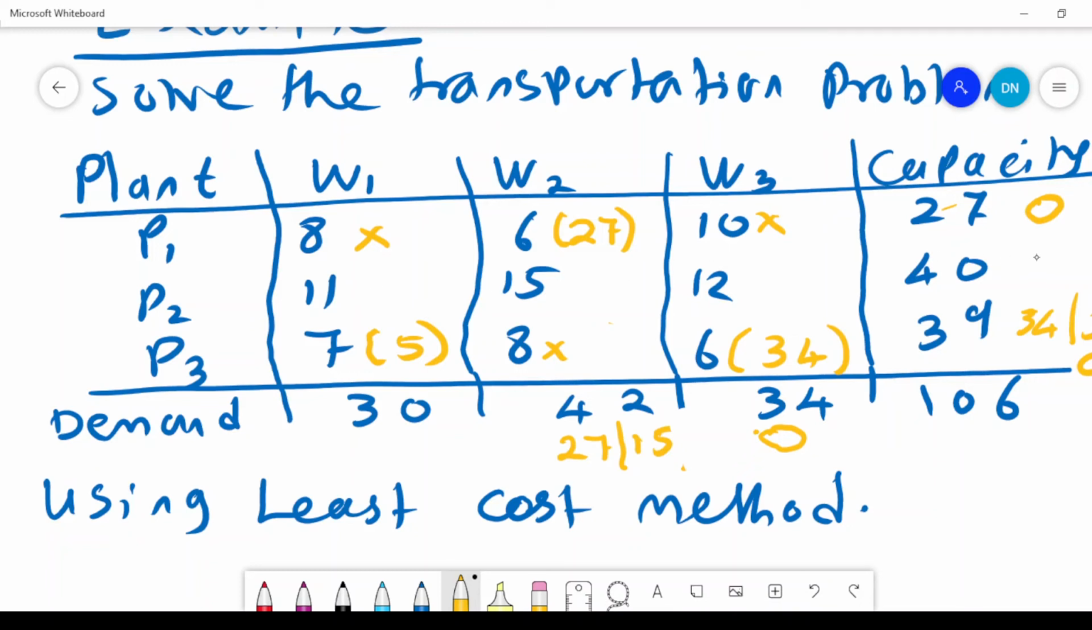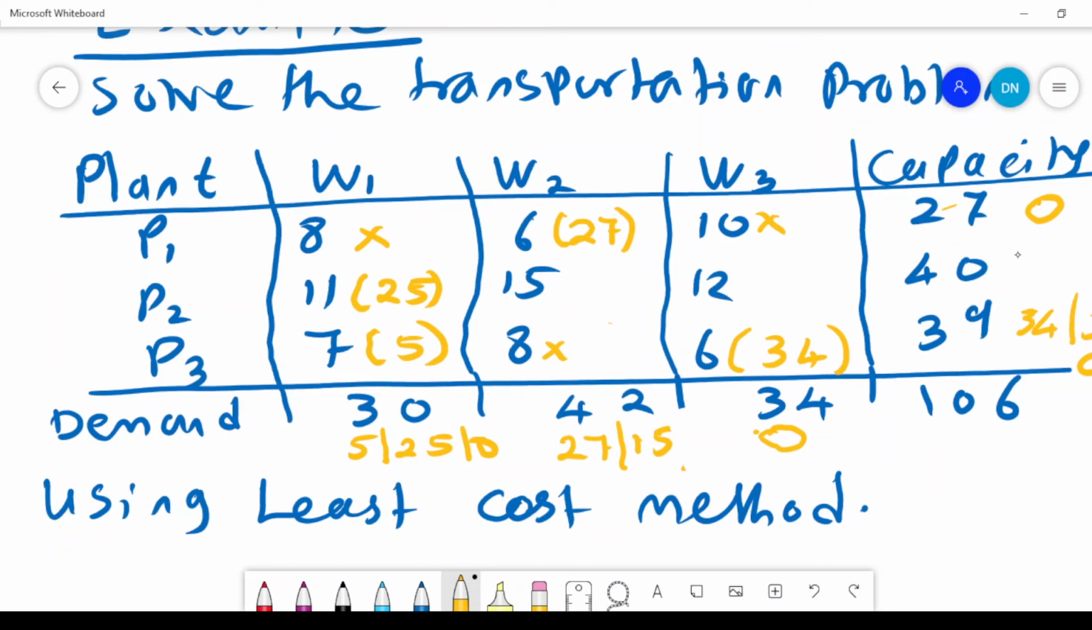P2 produces 40 units. W1 requires 30. It has already received 5 with a balance of 25. So P2 will give W1 25 units so that now this problem is sorted. So W1 has received all the 30 units it required, 5 from P3 and 25 from P2. Then I move to 12.